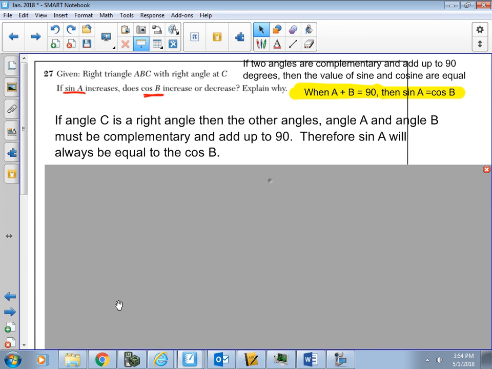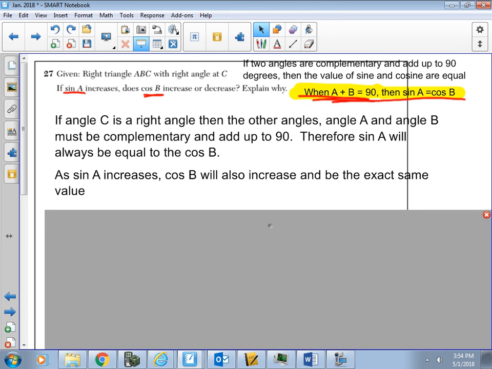So if two angles are complementary, again, what we highlighted right here, when A plus B equals 90, sine of A is equal to the cosine of B. All right. So based on that, as sine A increases, cosine B will also increase and be the exact same value. Okay? So that's the answer to that question.